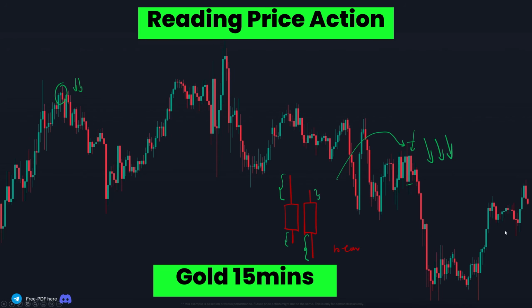It's just that this one did not retrace back. This one here did not retrace back. Did not retrace to move to the upside. You just have to read candlesticks like a pro. So let's move on to another example because I don't want this video to be very long.